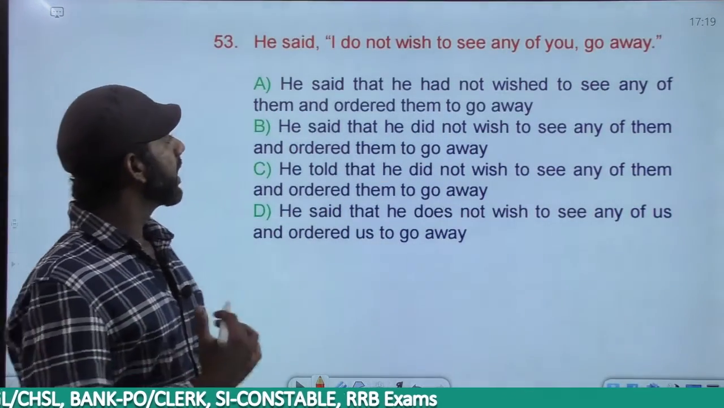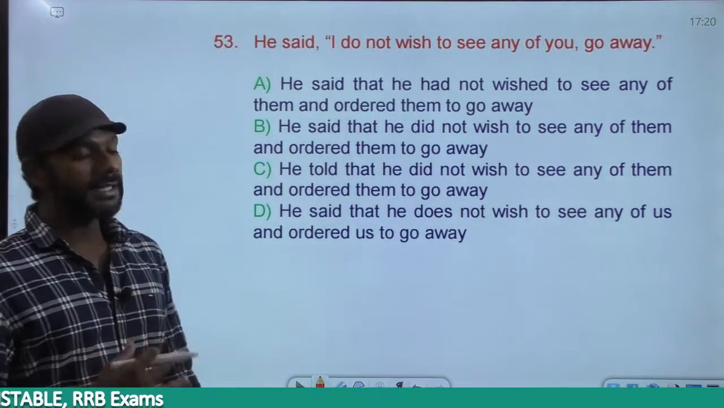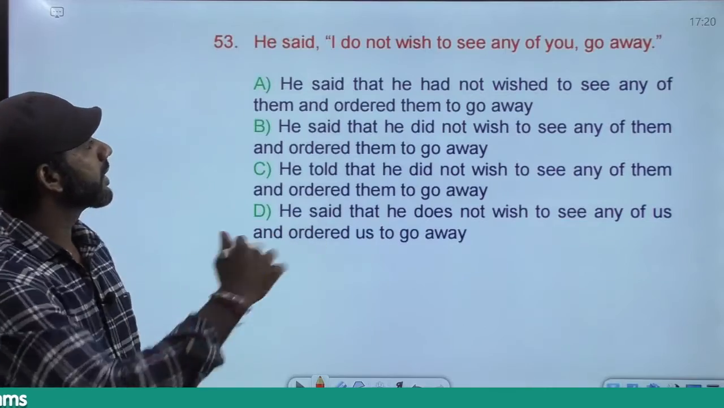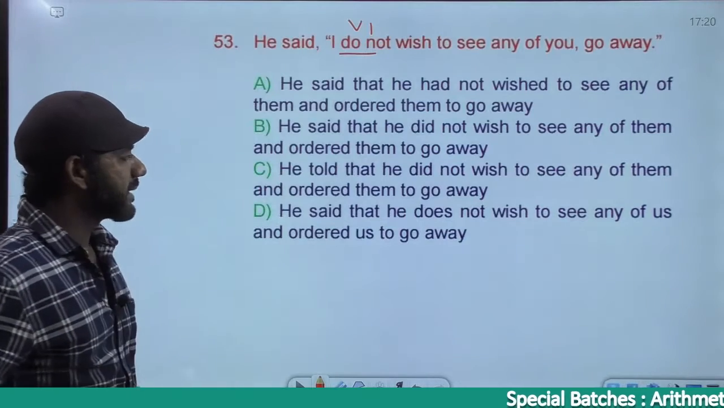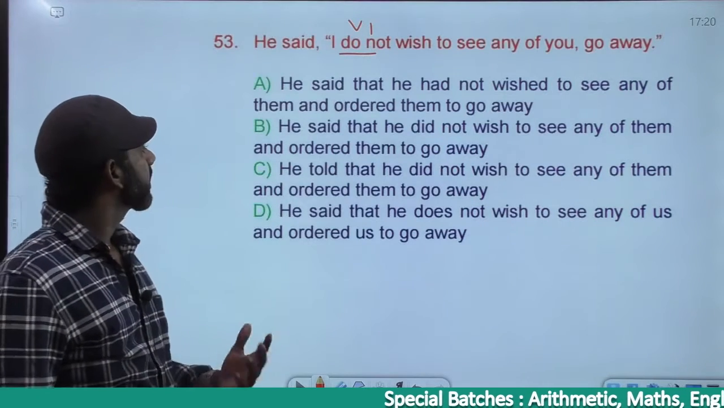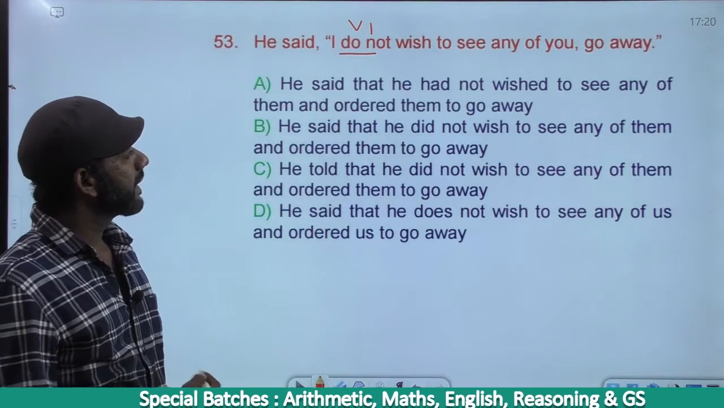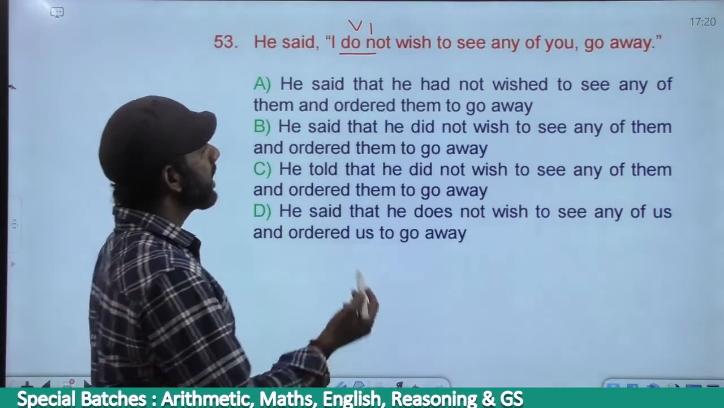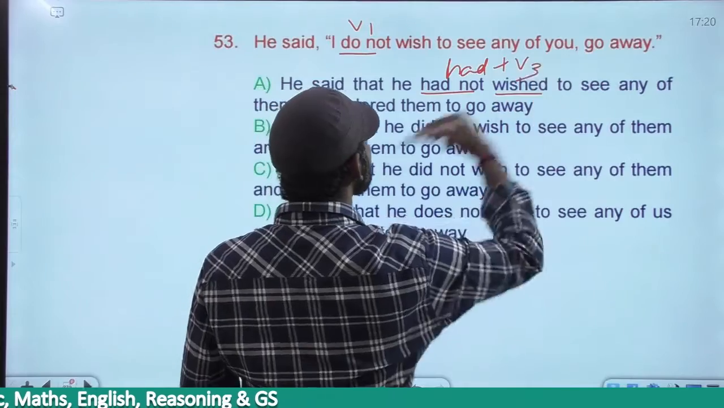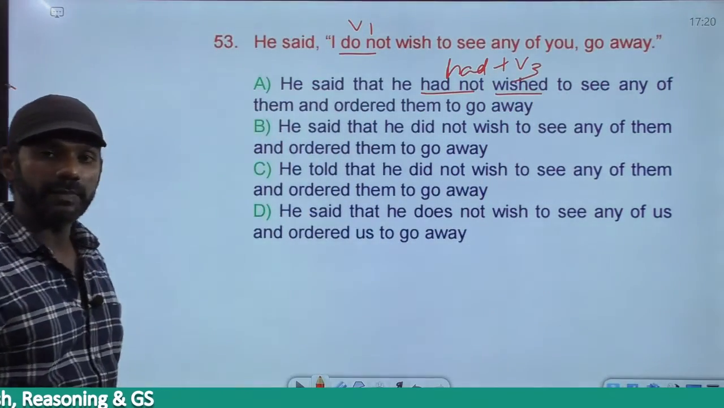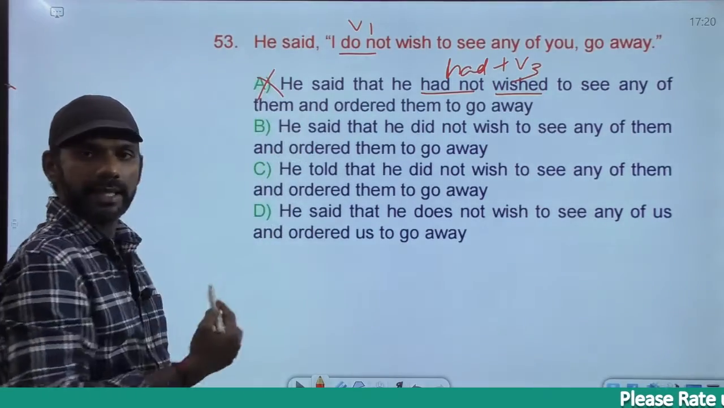He said, I do not wish to see any of you go away. I do not wish. Do is V1, simple present, and simple present must become simple past. Come to option A. He said that he had not wished to see any of them and ordered them to go away. He had not wished is had plus V3, past perfect. Simple present cannot become past perfect. Simple present becomes simple past. Based on that, option A is eliminated.